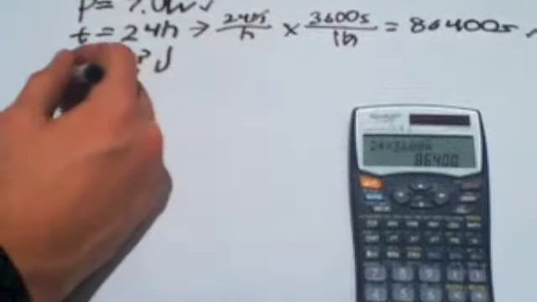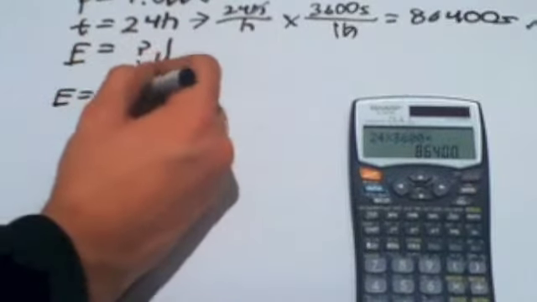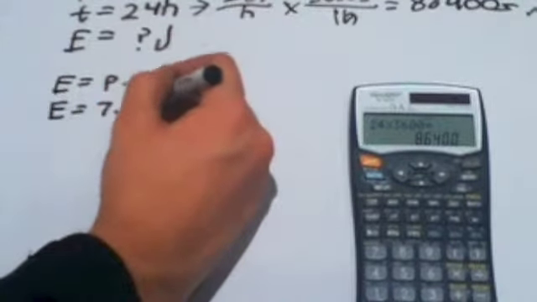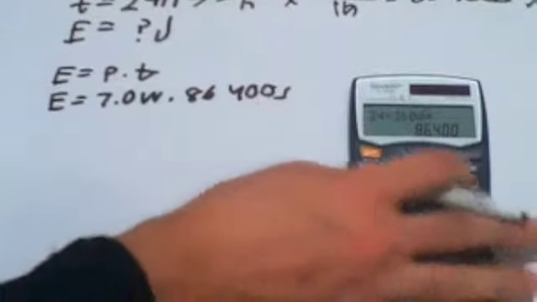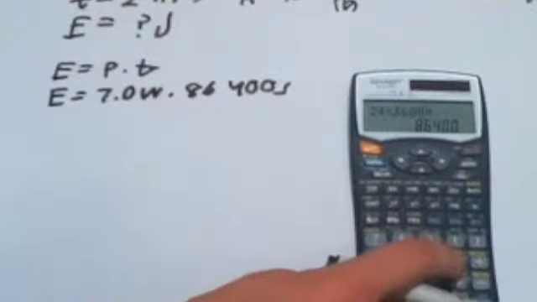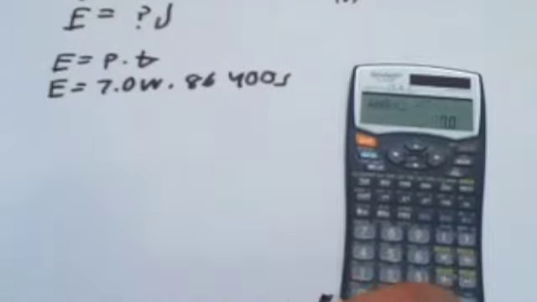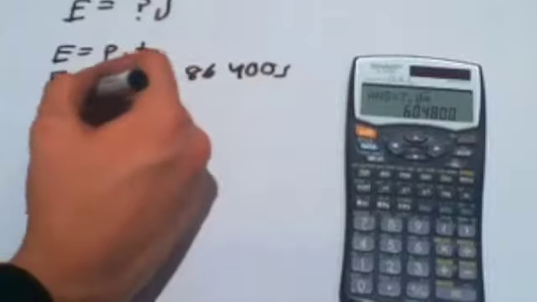So now we have watts and we have seconds, so we can input these two values in the formula. We know we want to find energy, and energy equals power times time. Since we have the values in the correct units, we can input the values into the formula, and we get 7.0 watts times 86,400 seconds. So next we need to put this into the calculator. 86,400 times 7.0 watts, and we get 604,800 joules.